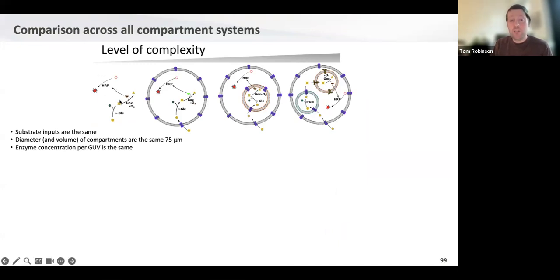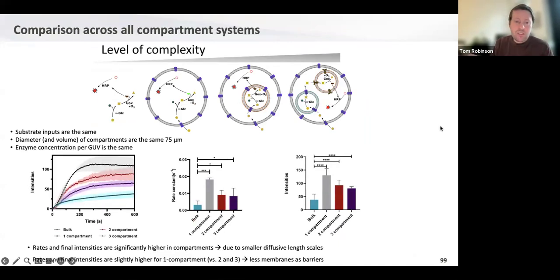So we can compare a bulk system without encapsulation to a 1, 2, and a 3 compartment system. And when we compare these all together, what we see is that we actually have a difference in the rate constants and the final product yield. The main difference you can see is that with encapsulation, with compartments, it's always higher than the bulk system. And this is most likely due to the smaller diffusive length scales.